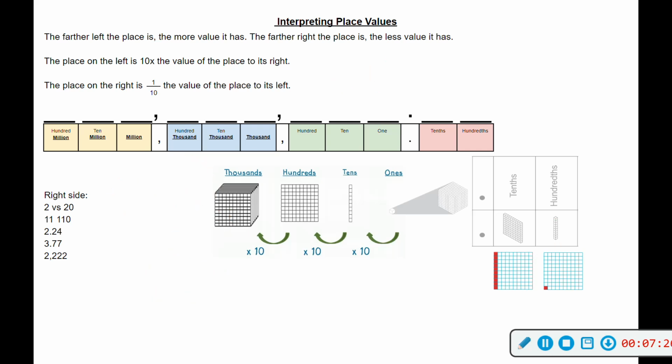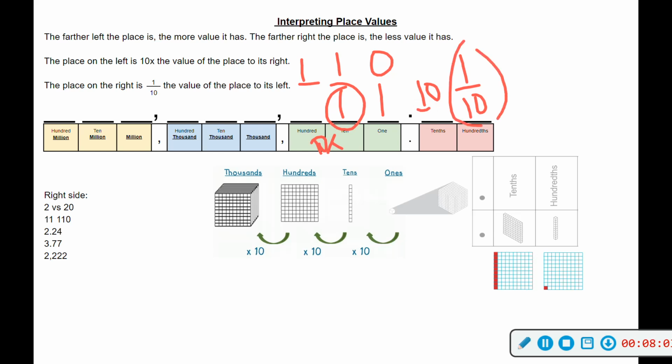If I were to look at 11 and 110, if I see 11 and then I also see 110, there are multiple ones that I can compare. We could do this one, for example. I can see the 1 in the hundreds place would be 10 times the amount of the 1 in the tens place. I could also say that the 1 in the tens place is 1/10 the value of the 1 in the hundreds place.